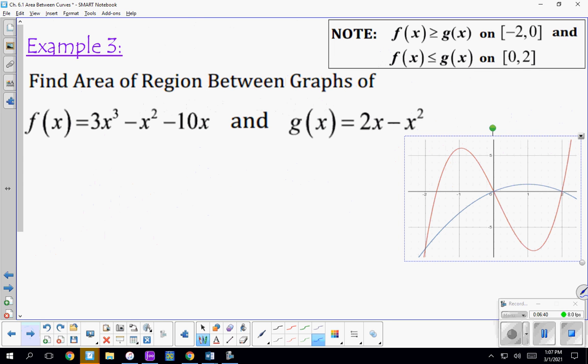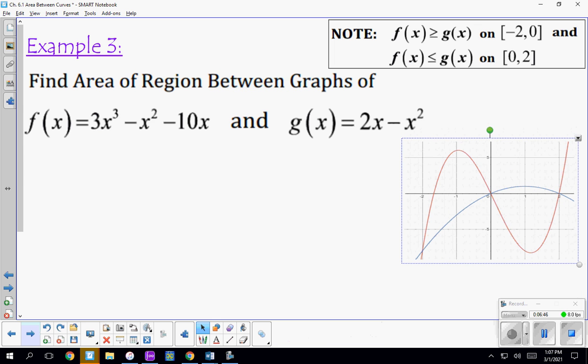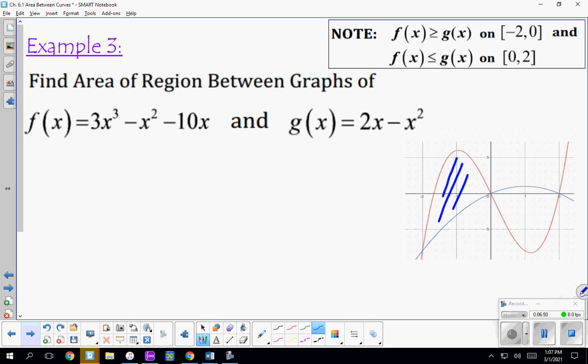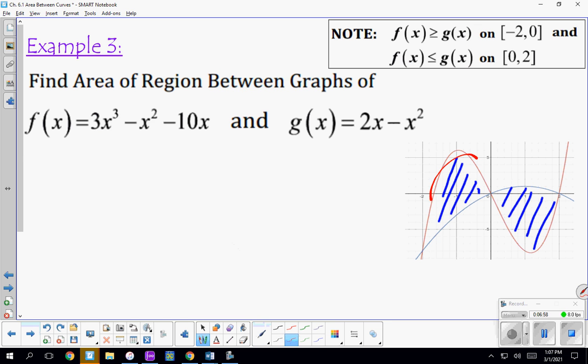Okay, our last example here, and you won't know this graph, I just have this graph here to help you see what's going on. You can see that we actually have 2 regions. We have this region plus this region. So think back to geometry. When I'm calculating the area of 2 regions, I find the area of one, and I add it to the area of the other. We do have to set up 2 integrals here.